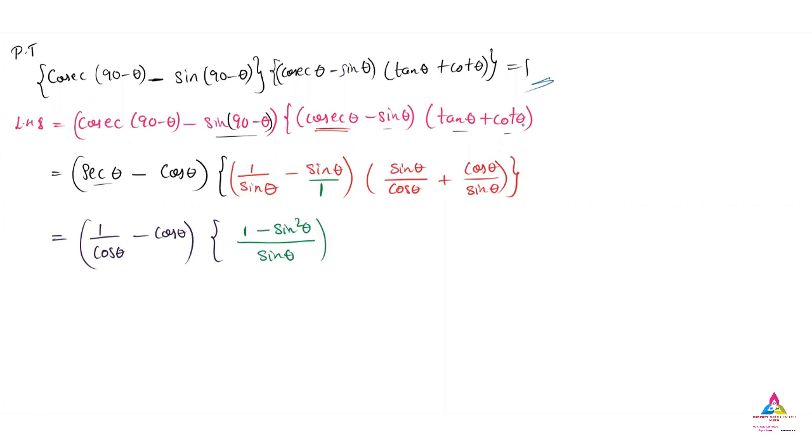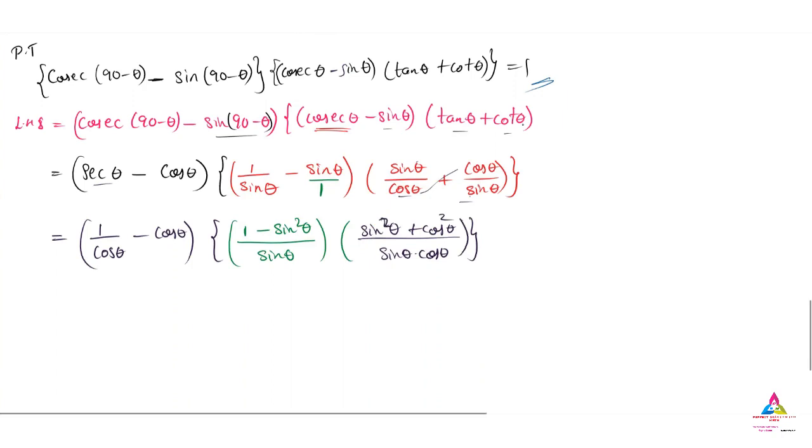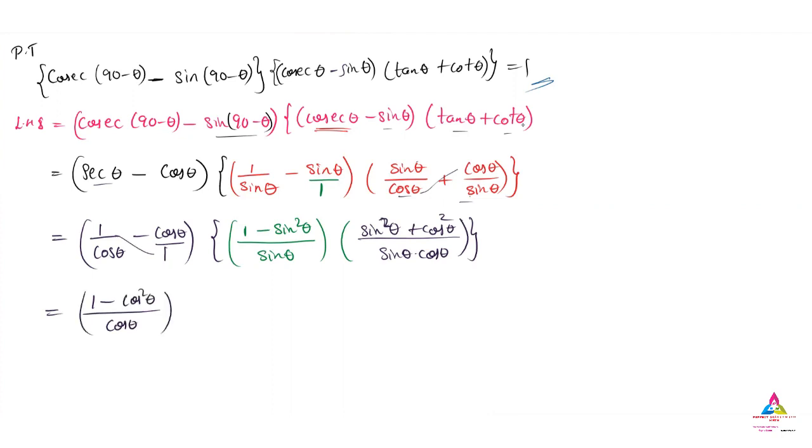This is the first bracket we will put. In the second bracket, the LCM is sine theta into cos theta. So sine into sine will be sine square theta, and cos into cos is cos square theta. So after taking the LCM, we got this much. Here also you have to take the LCM, so cos theta is the LCM: 1 into 1 is 1, minus cos into cos is cos square theta. Put it in a bracket, and I will remove this lower bracket now.